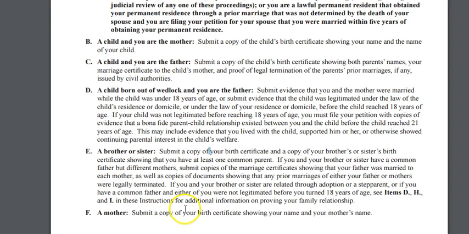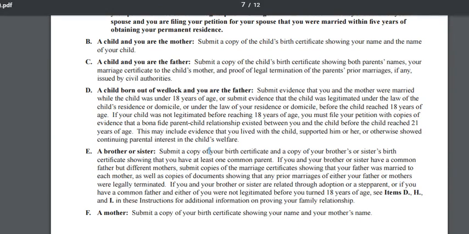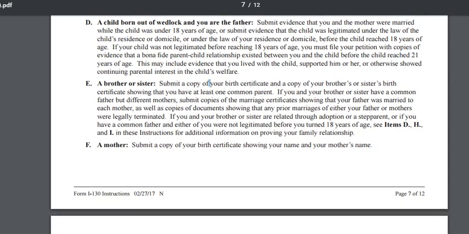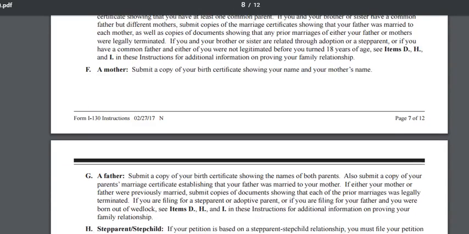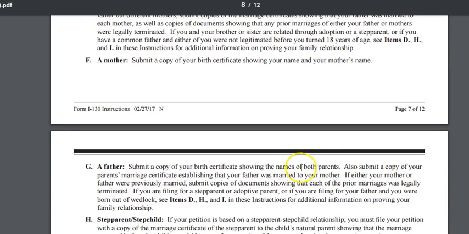Okay, now for a mother, submit a copy of the birth certificate showing your name and your mother's name. This is for US citizens. By the way, only a US citizen can apply for their mother, brother and sister. A lawful permanent resident cannot apply for a brother, a father or a mother. Okay, so for a father, submit a copy of your birth certificate showing the names of both parents. Okay, that's the way it is.